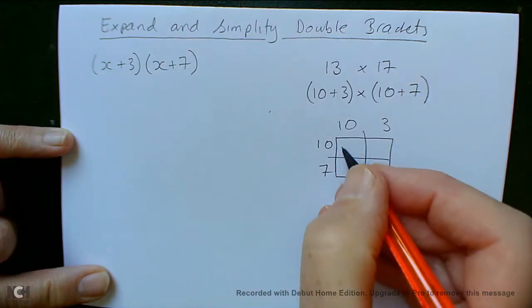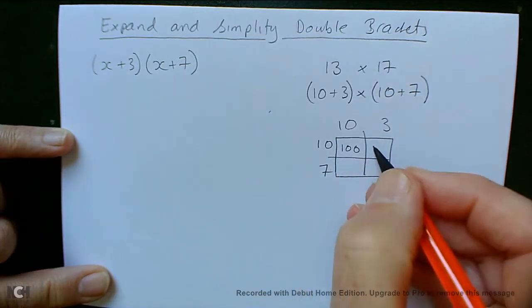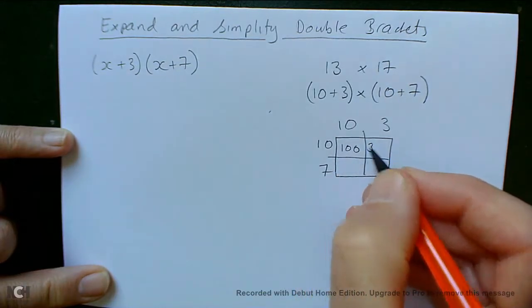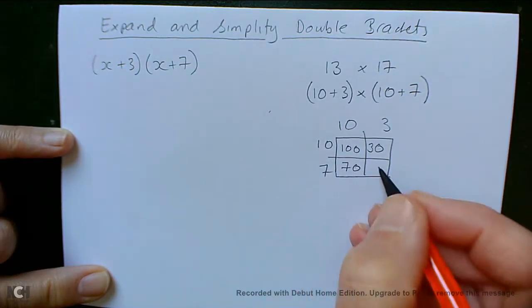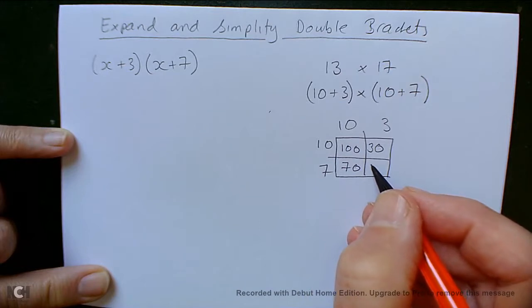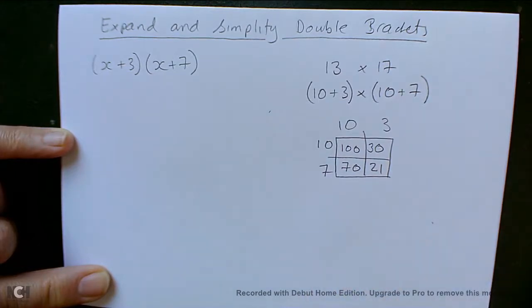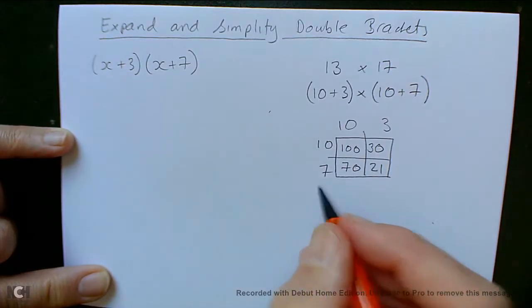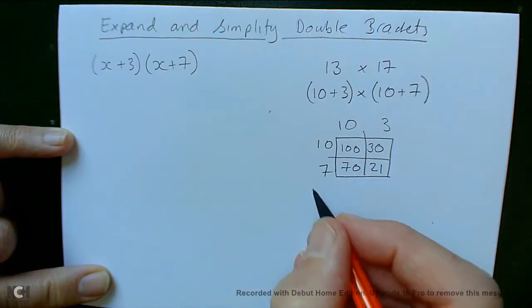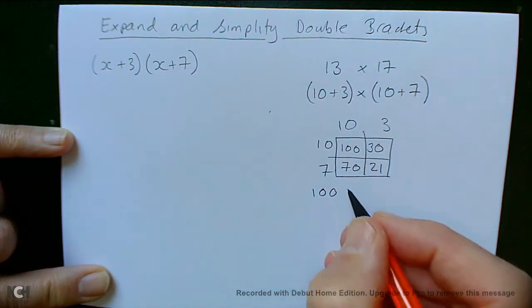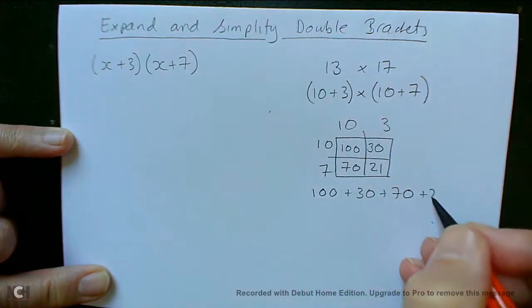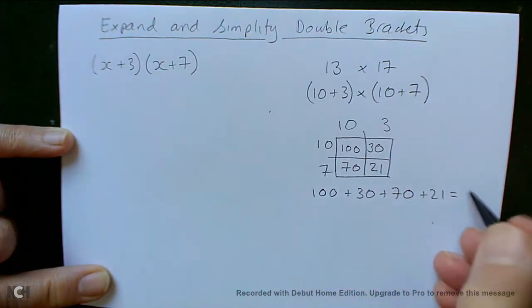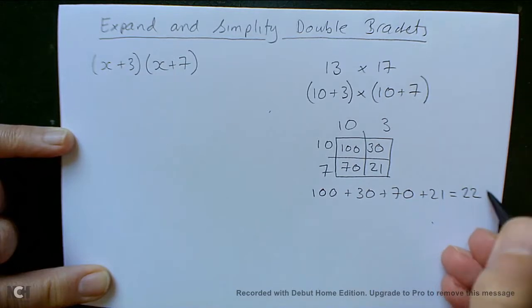Ten multiplied by 10 is 100. 10 multiplied by 3 is 30. 10 multiplied by 7 is 70, and 3 multiplied by 7 is 21. Having done that, I would then add the numbers up. So I would add 100 plus 30 plus 70 plus 21 and get an answer of 221.